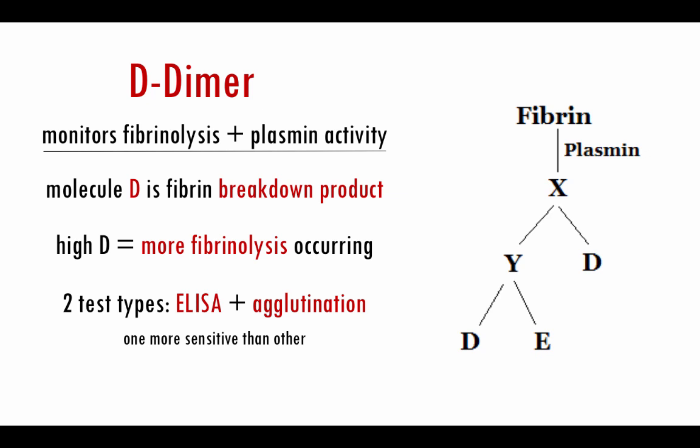And there are two ways to measure the levels of D-dimer. The ELISA test, which we will talk about in great depth in lab, so I'll just leave it there. It's an enzyme test essentially. And agglutination. One tends to be more sensitive than the other, but you could use either one to get those levels of D-dimer accurately measured.